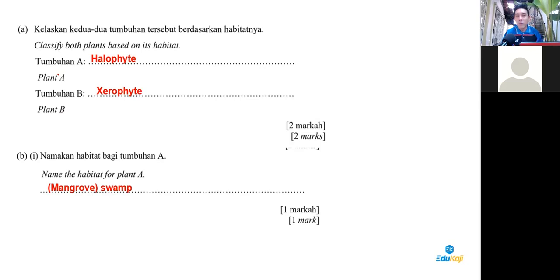And mangrove plant, of course, guys, they will have to live in a mangrove swamp. So in exam, whether you just write swamp or mangrove swamp, both are perfectly fine.